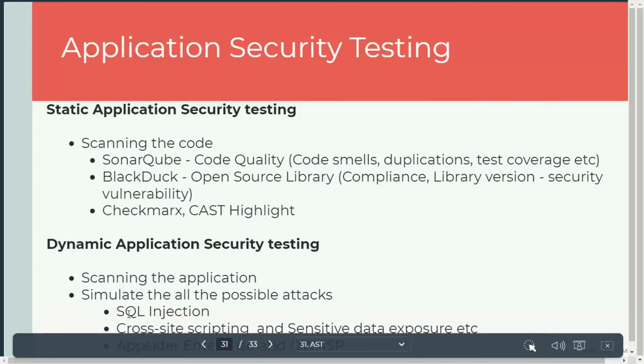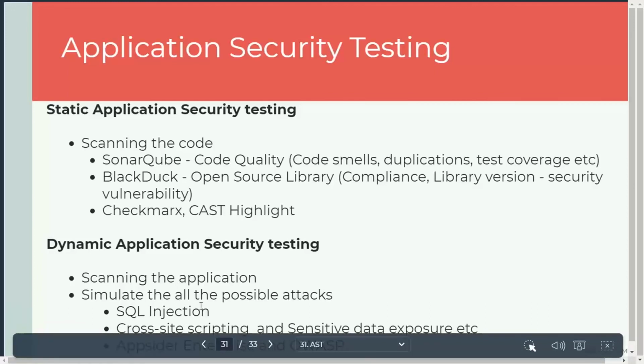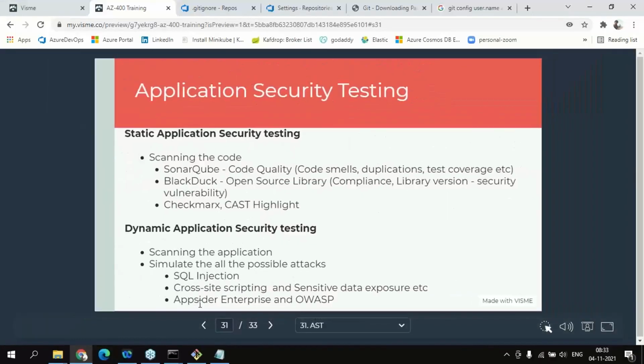Okay, so some of the general issues can be SQL injection, cross-site scripting, sensitive data exposure. There are many things, but we are not going much into that one. These are the widely known possibilities of attacks. And for dynamic application security testing, examples are AppScan Enterprise and then OWASP. Similar kinds of tools are there, and there are many other tools also.